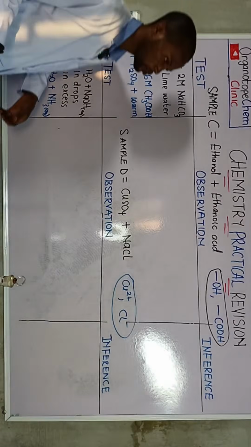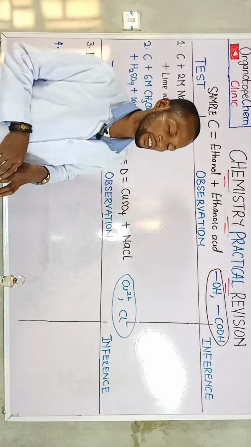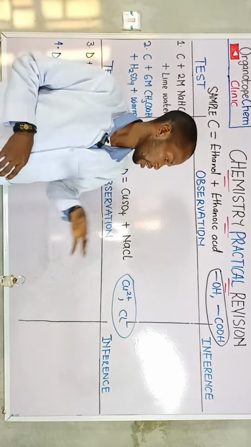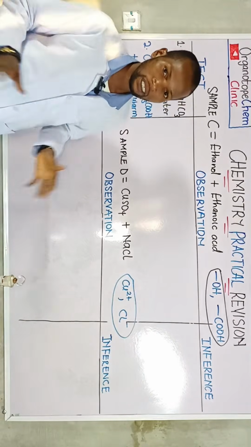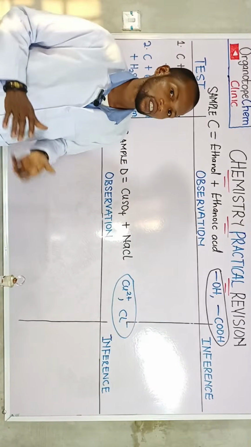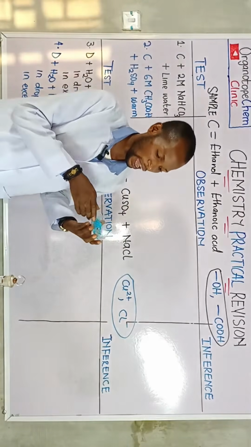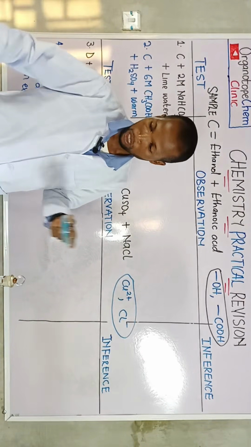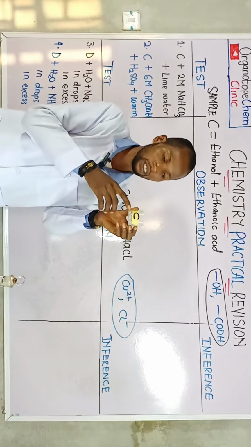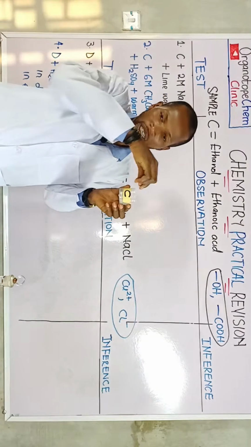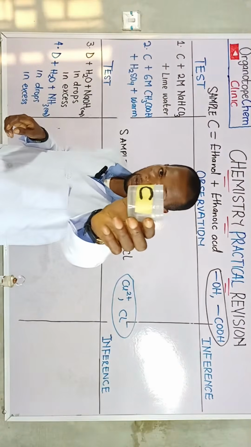All right, since we've been able to identify the constituents that we are testing for in sample C, as well as the constituents that we are testing for in sample D, we can actually proceed with the analysis. Now, right here, I have my source. Here is sample C. I believe everybody can see it. In the container right here, we have the ethanol and ethanoic acid. This is sample C.